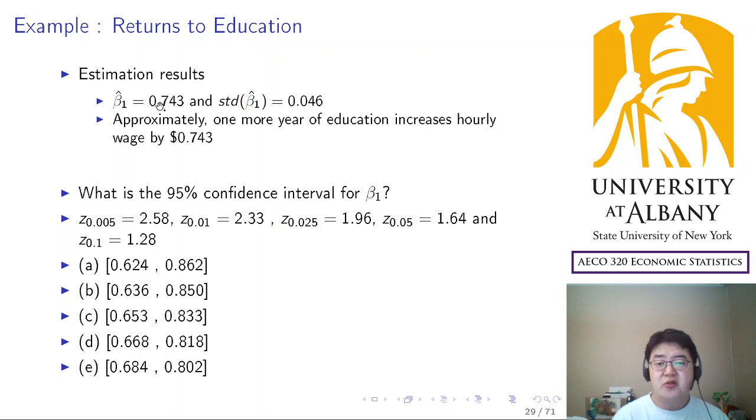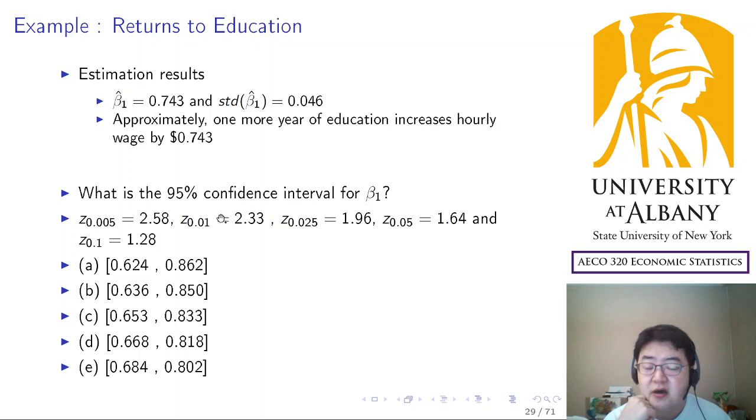Simply, the return to education was estimated to be 0.743, and its standard error is about 0.046. The interpretation is when you have additional education, your hourly wage increases by $0.743. Then what is the 95% interval for beta 1 using only these numbers? Without looking at the result table from Excel, what is the confidence interval at the 95% level? 3, 2, 1.